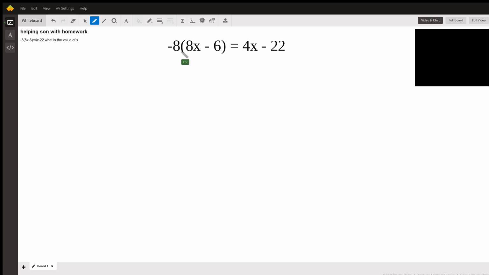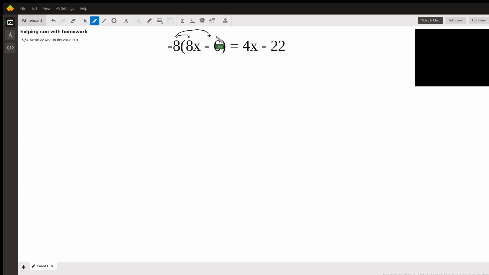Now to distribute something, it just means to multiply it through both terms. And in this case, we have a set of parentheses. So it's really just saying -8 times 8x minus 6. And we can do that by just distributing this -8 through both terms inside the set of parentheses. And make sure to distribute it through both terms.